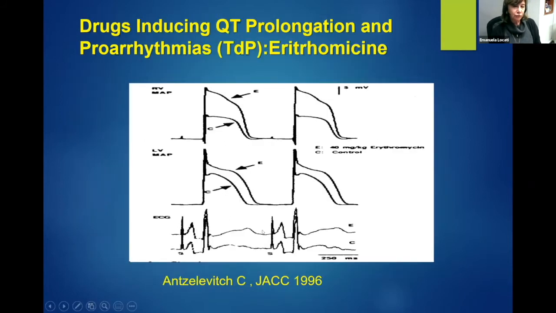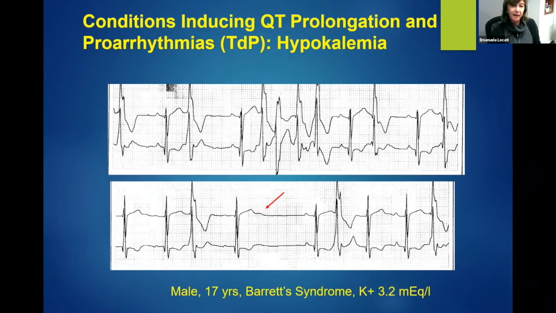But this is not only true for quinidine, it's also true for other drugs, like, for example, erythromycin, which is an antibiotic, which in a particular subject can behave in a way that is similar to quinidine, creating again unexpected arrhythmias. And what happens if you give these kind of compounds to patients who already have a reduced potassium reserve.